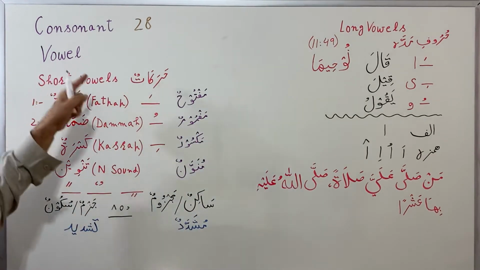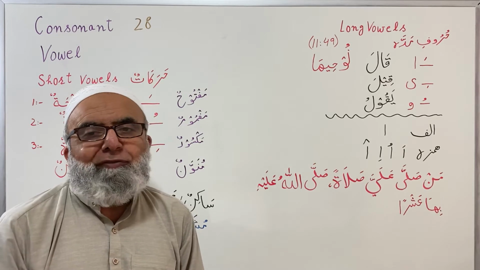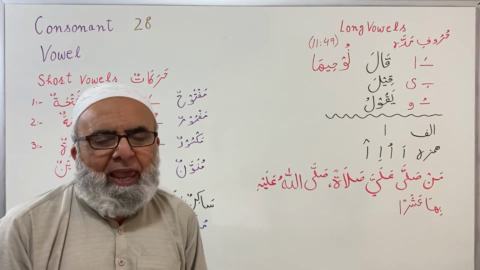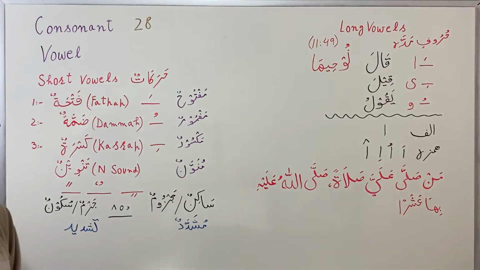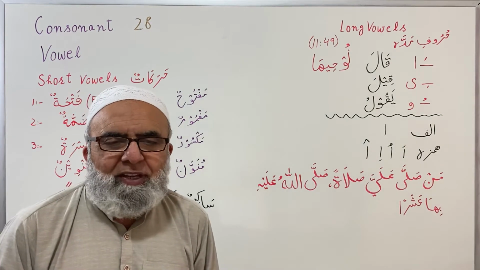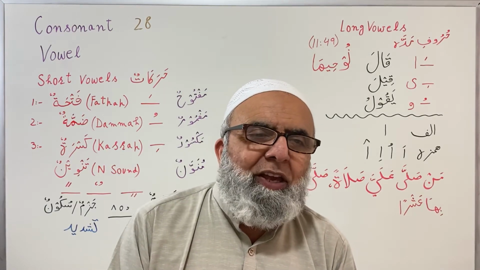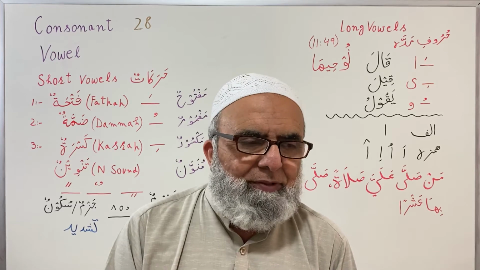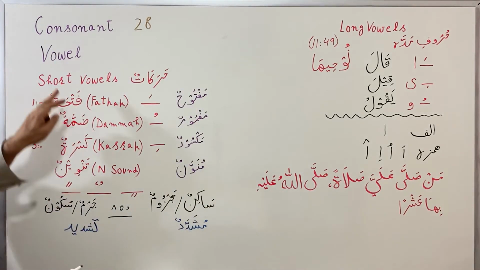The other point is vowels. Vowel means movement of the sound. The consonant's job is to create the sound, but the vowel helps the movement of that sound. This movement of the sound is done in the Arabic language in two ways. Basically, Arabic is a quantitative language. Quantity means that the quantity of the sound is the most important thing here. So how is the quantity of the sound managed? It is managed by the vowels.